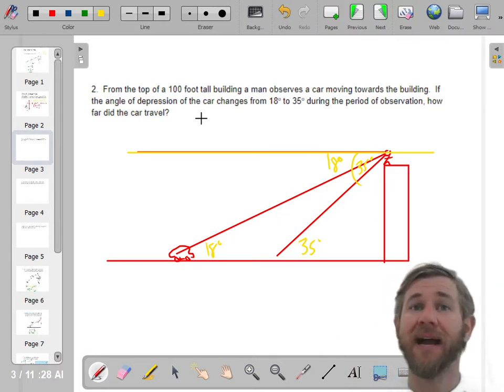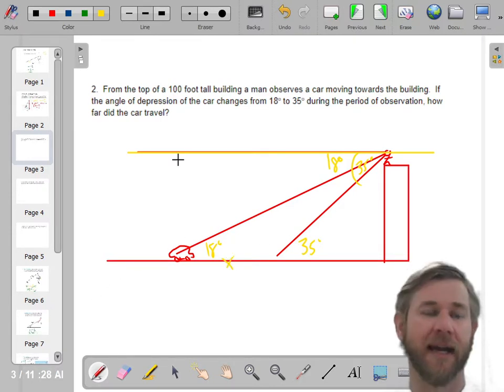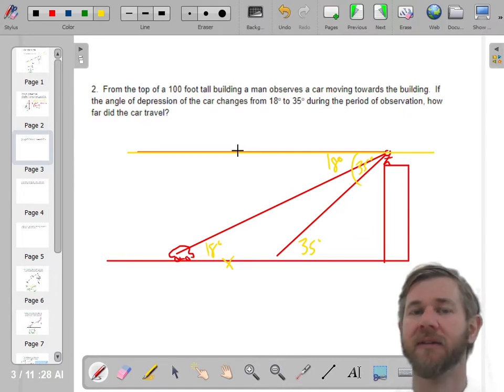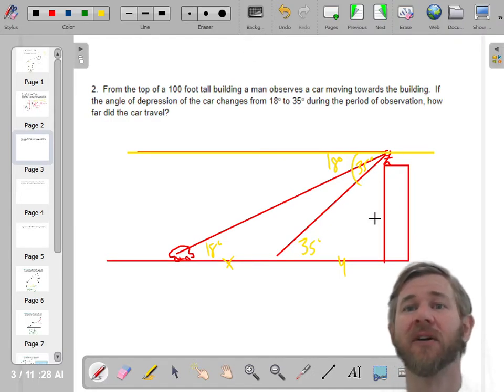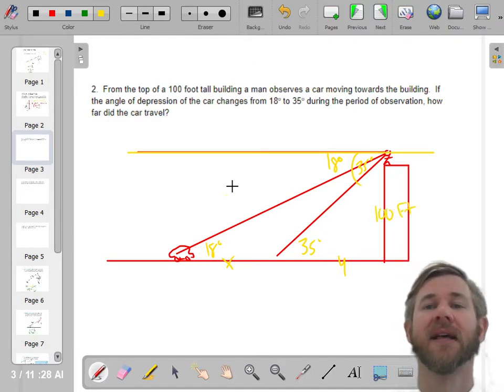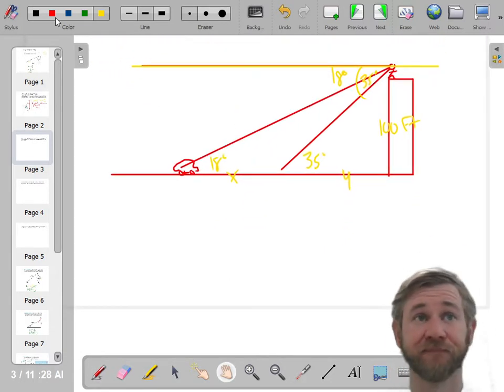Now what we're trying to figure out is how far did the car travel. So from here to there, that'd be our x. And I have a feeling I'm going to need another variable here, so let's just call that guy y, because I'm going to need those two distances. Do I know anything? I know it's a 100-foot building. Is that it? Okay. So let's write some tangent statements, see if we can build ourselves a little system.